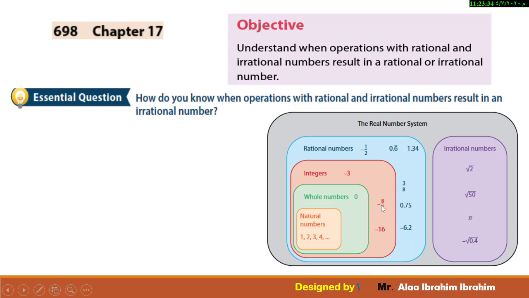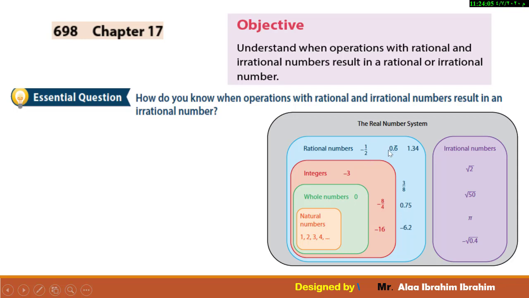Negative 8 over 4 equals negative 2, and negative 16. All of these are whole numbers that are negative. So anything positive or negative is an integer, and it is supposed to be a whole number, meaning a number like this. Rational number here means any fraction, like 1 over 2.